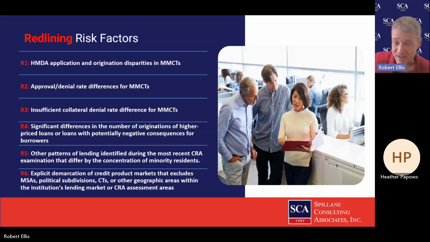R5 is other patterns of lending identified during the most recent CRA exam. Chances are, if there are redlining issues in the CRA exam, it'll be very likely there are redlining issues in the fair lending portion as well. R6 is pretty straightforward. It's policies regarding the offering of certain credit products that are tied to a geographical area. For instance, we only offer products in this town or area, and that area is a non-minority census tract. Then it's a risk factor that examiners will need to get a reasonable explanation for.